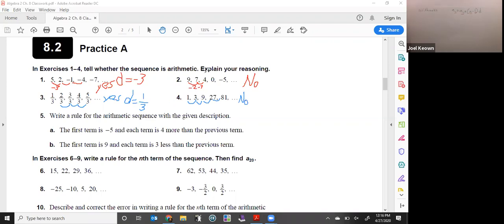Okay, so there's 1, 3, 4. For the rest of these, I will write them out on paper, but I thought it would be easier for those to write it on the screen.